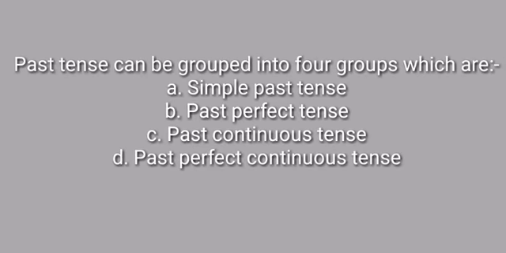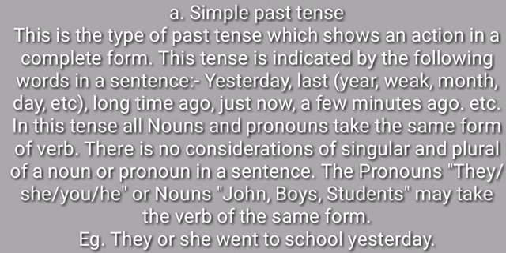Now, past tense can also be grouped into 4 groups, which are simple past tense, past perfect tense, past continuous tense, and the past perfect continuous tense. These are 4 categories. Now let us start one after another. The first one is the simple past tense. This is the type of past tense which shows an action in a complete form.